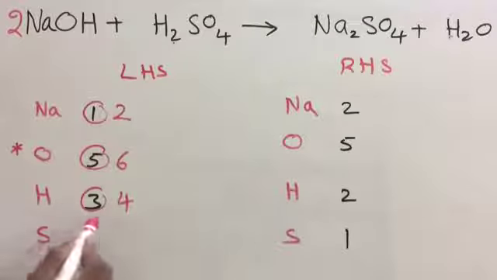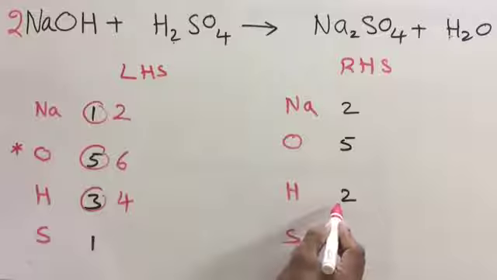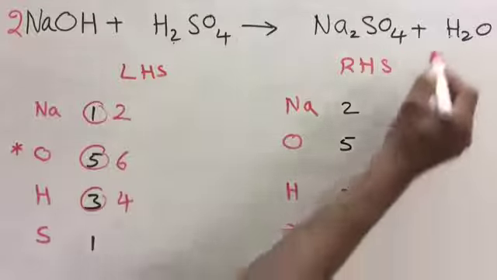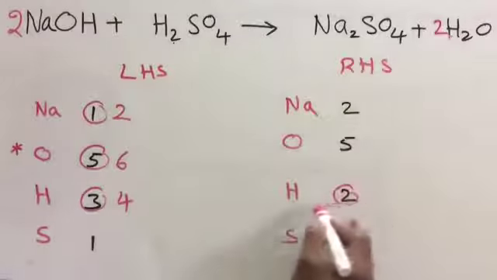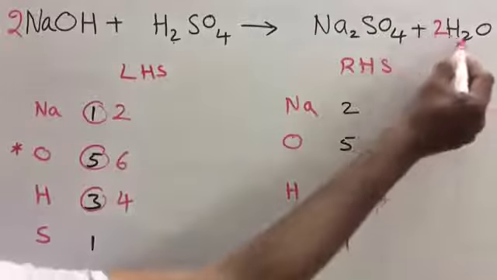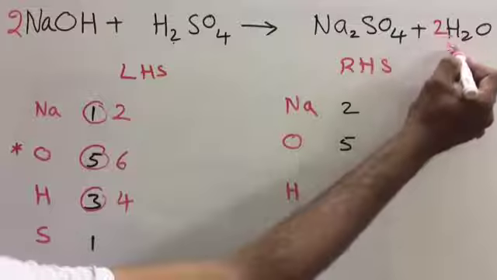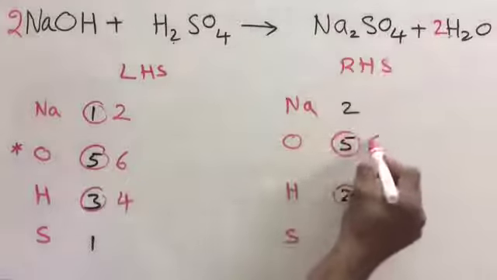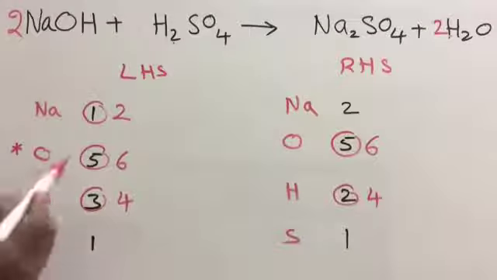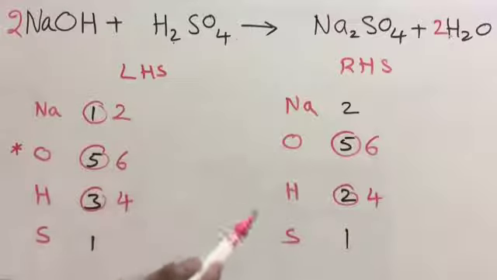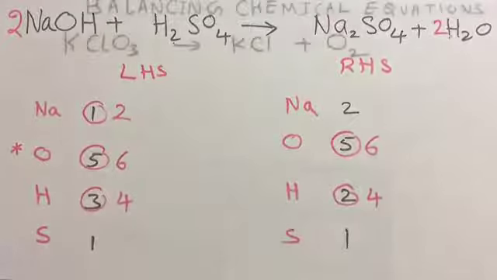Now check for hydrogen. Here we have 4 hydrogen, here we have 2 hydrogen. So we should get 2 more hydrogen. If you write 2 here, then the number of hydrogen will become 4. 2 and 2, 2 2s are 4. But the number of oxygen will also change. So here 2 oxygen and here 4 oxygen. That means 6 oxygen. Now you can check 2, 6, 4, 1. 2, 6, 4, 1. Thus the equation is balanced.